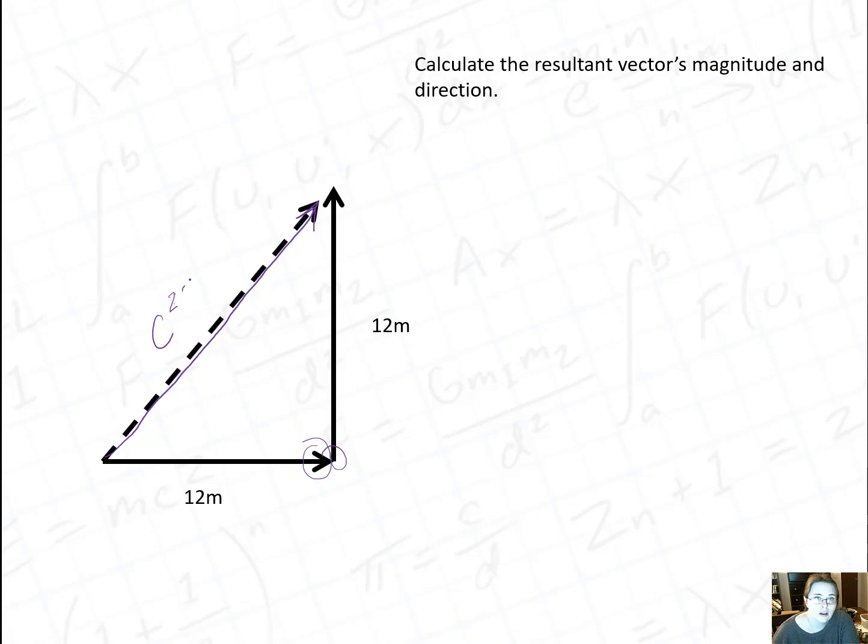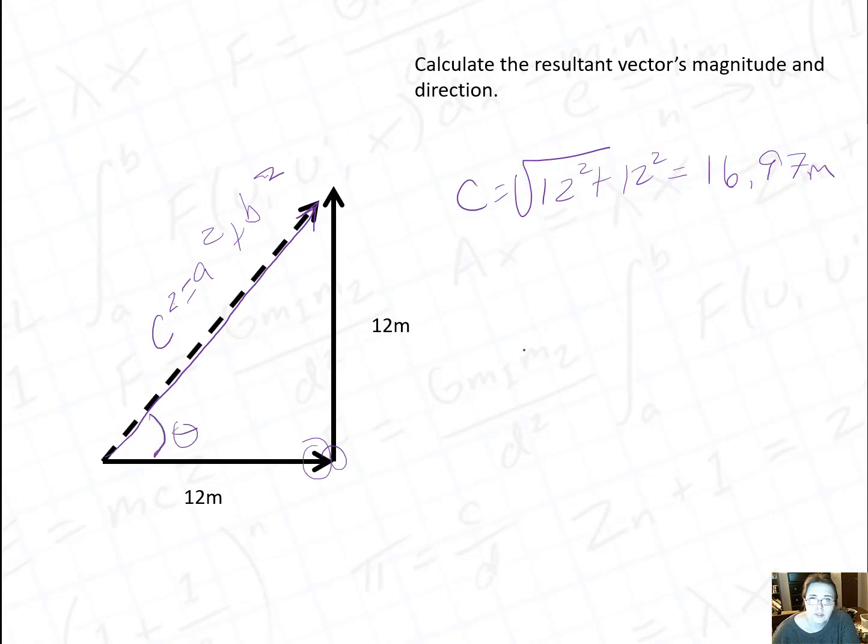Now, as some of you have figured out, you can actually do this and solve for c right here using Pythagorean's theorem, c squared equals a squared plus b squared. So then c is equal to the square root of 12 squared plus 12 squared, and you get 16.97 meters. And then you want to also solve for this angle here, theta.